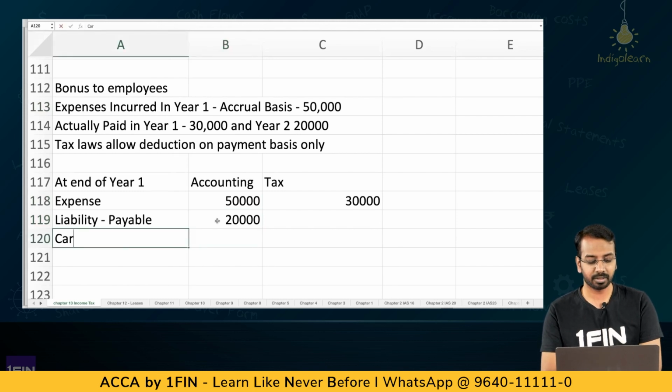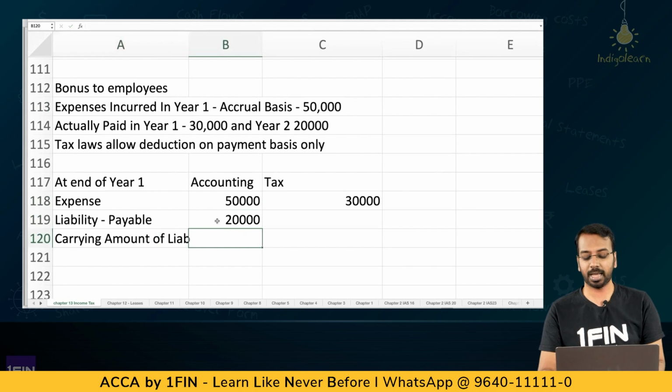This is my carrying amount of liability. So, carrying amount of liability is how much? 20,000, right? That's the first part. Now, when I prepare my financial statements, the amount of expense that I will charge is 50,000. I would say expense is 50,000. So, I'll charge expenses of 50,000.